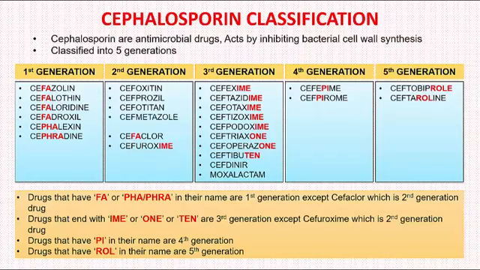So to summarize, drugs having FA, PHA or PHRA in their names are first generation cephalosporins except cefaclor which is a second generation drug. Drugs that end with IME or ONE or TEN are third generation cephalosporins except cefuroxime which is a second generation drug. Drugs that have PI in their name are fourth generation cephalosporins and drugs that have ROL in their name are fifth generation cephalosporins. Thanks for watching.